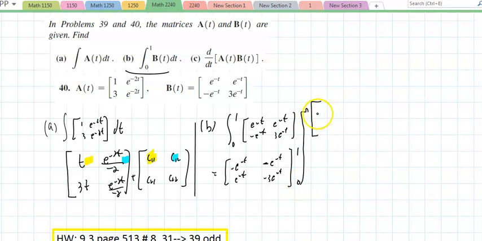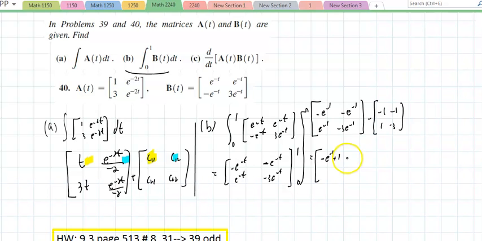and what we end up with is negative e to the negative 1, minus e to the negative 1, e to the negative 1, negative 3 e to the negative 1, minus, you throw the 0 in, that's negative 1, negative 1, 1, and negative 3. So basically, the final answer is negative e to the negative 1 plus 1, negative e to the negative 1 plus 1, e to the negative 1 minus 1, and negative 3 e to the negative 1 plus 3. That would be my final result.